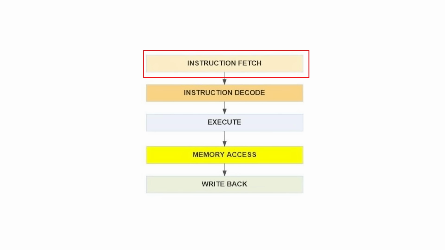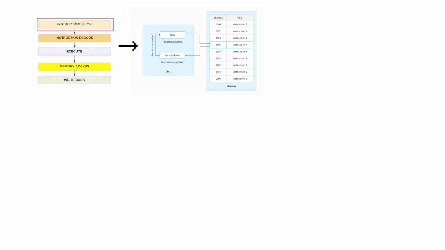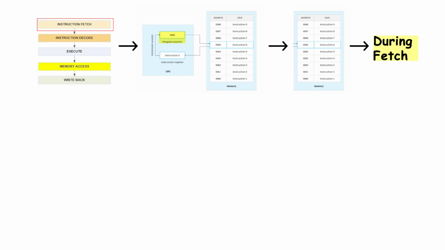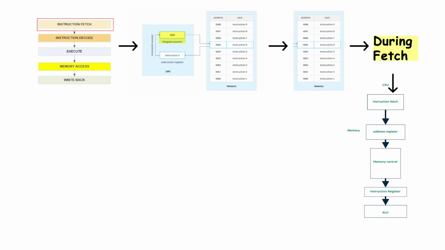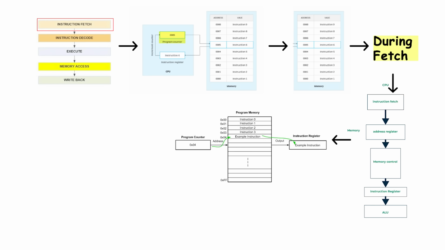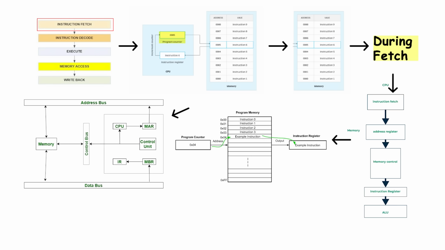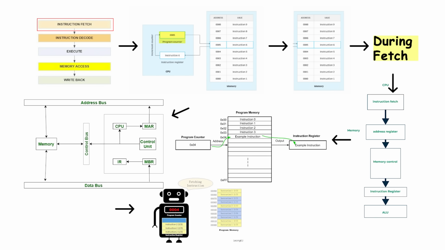Step 1 is fetch. The CPU has a special register called the program counter that keeps track of which instruction to run next. During fetch, the CPU uses that number to grab the corresponding instruction from memory and loads it into another special register called the current instruction register. Then it increases the program counter by 1 so it knows which instruction comes next.